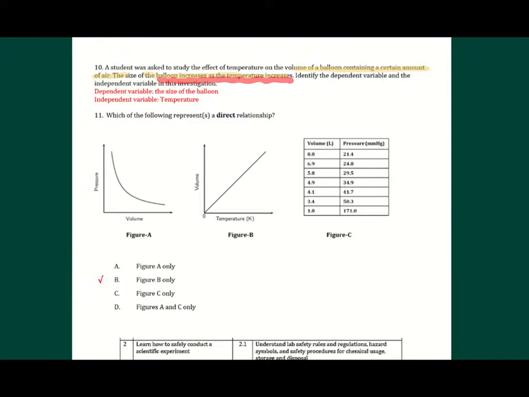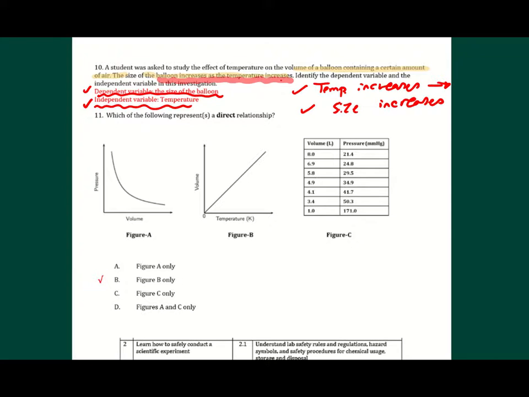This means that when the temperature increases, the size of the balloon increases. So the change in temperature is affecting the size of the balloon. This means that the temperature is the variable which affects the size. So the temperature is the independent variable while the size of the balloon is the dependent variable.